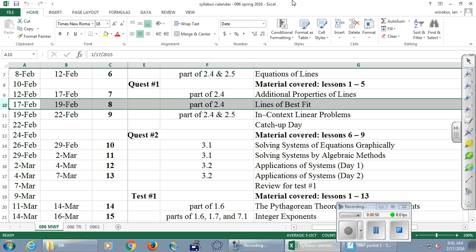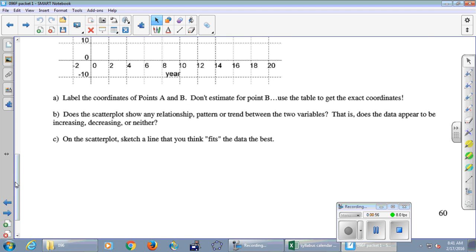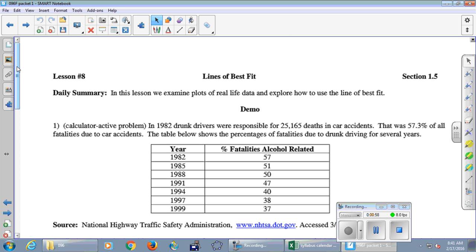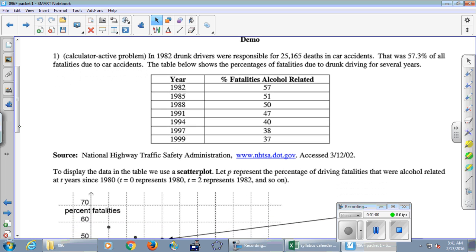All right. Then we are starting on page 60. And we'll jump up to the daily summary. In this lesson, we examine plots of real-life data and explore how to use the line of best fit. Number 1 is one of our rare calculator active problems. You'll see a bunch of calculator active problems in this activity today.